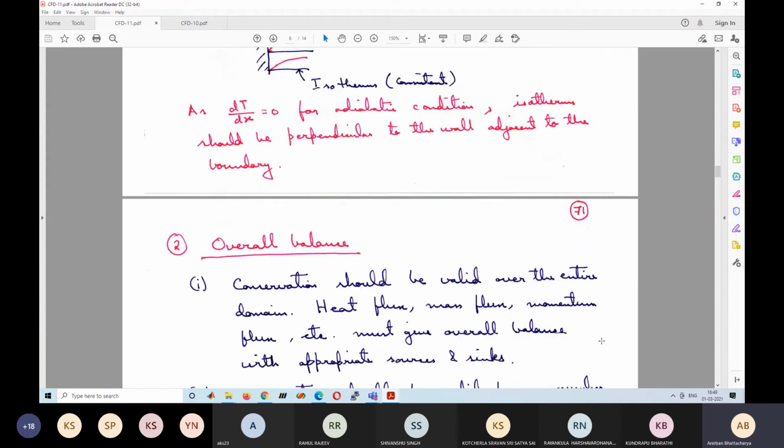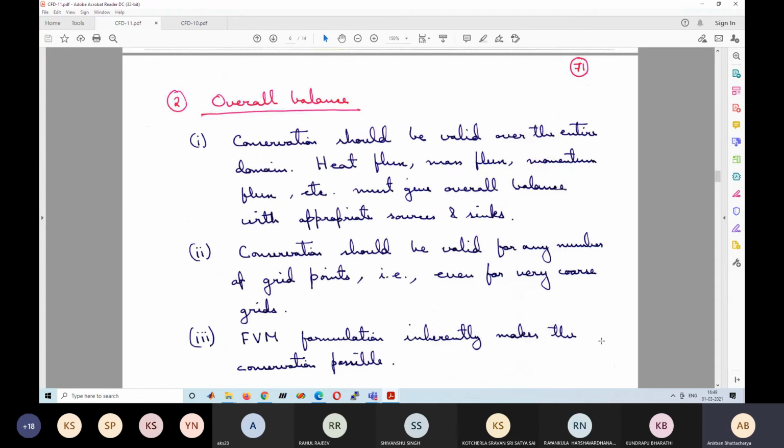This is one requirement. Second is that overall balance should be maintained. Overall balance means what? Total energy in the domain should be conserved. Say you have a sphere or this rod that we are seeing. The total sensible heat that is stored in this sphere or rod, plus the energy that comes into the rod, if I add up all together, it should be conserved. Okay. So conservation should be valid over the entire domain. Conservation of what? Conservation of heat, mass, momentum, etc. Everything should be conserved. Okay.